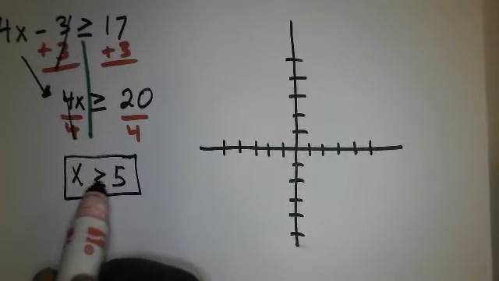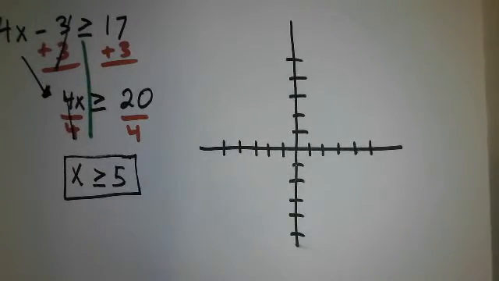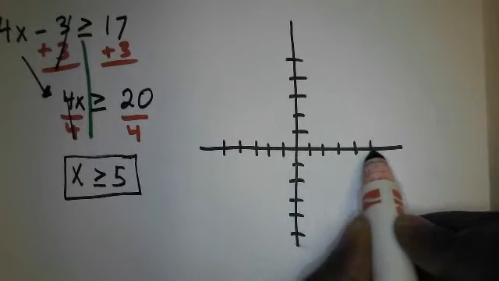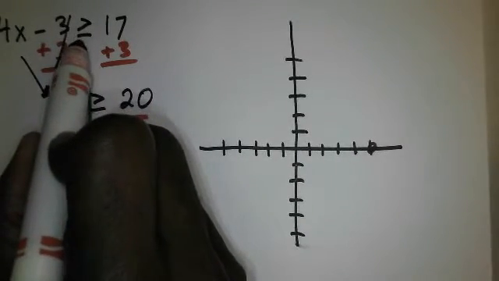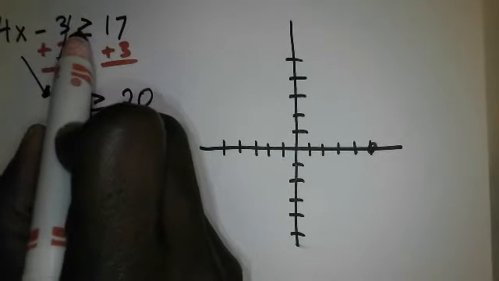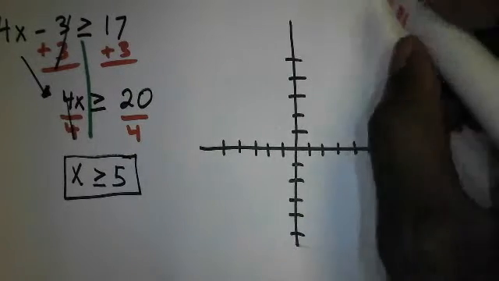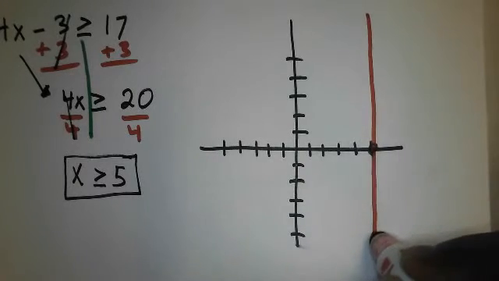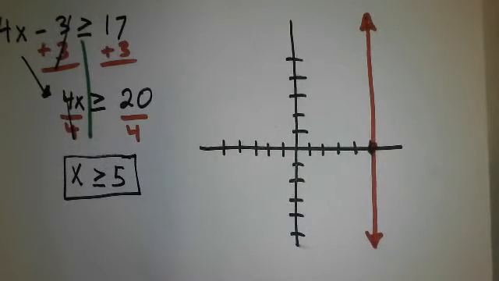Anything that x represents, if it's equal to, the graph of that will always be a vertical line. So it'll be a vertical line at 5. 1, 2, 3, 4, 5. Here's where the line is going to be. Now this happens to be greater than or equal to. Because this is equal to, we are drawing a solid line, not a dashed line. It's only a dashed line if we are drawing one that does not have equal to. And because it is equal to, it is a solid line.